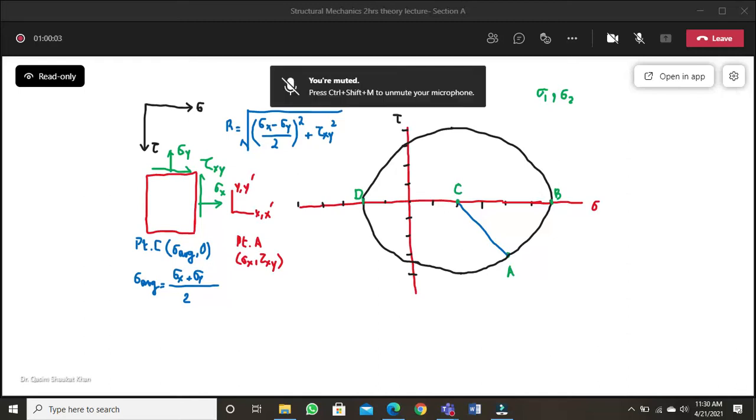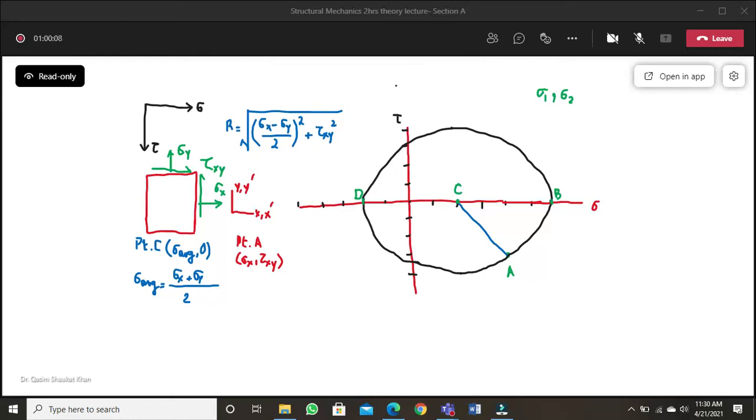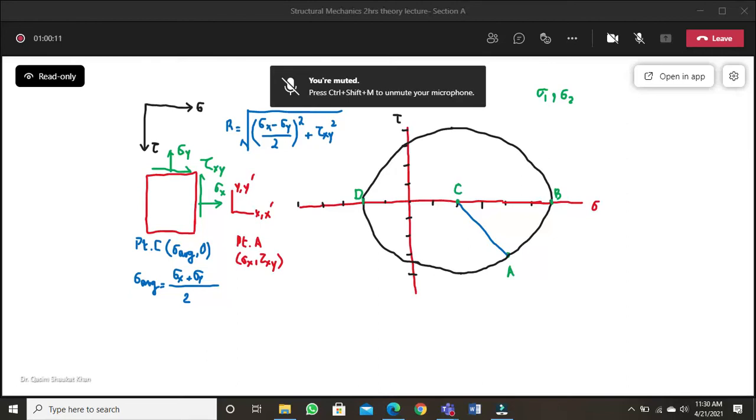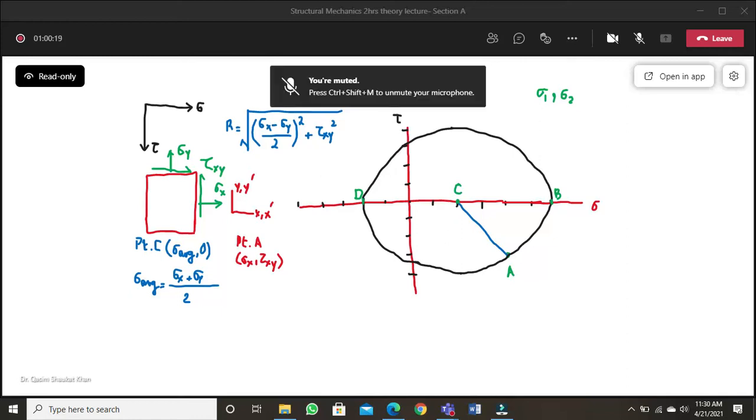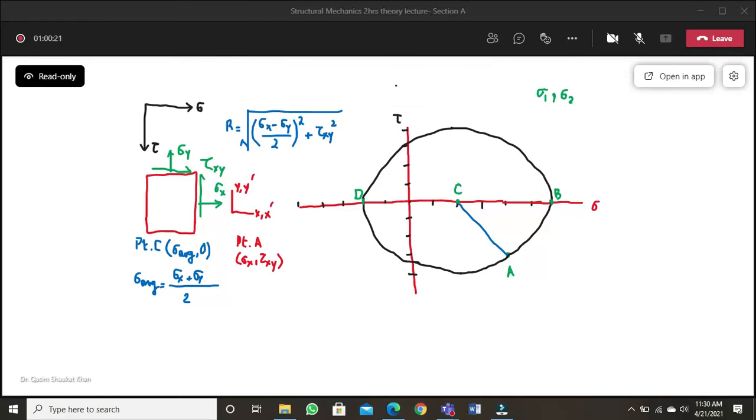So sigma 1 and sigma 2 are the coordinates of the points where the Mohr circle intersects the horizontal axis, and over this horizontal axis shear stress is 0. Is this point clear? If you have any questions, ask me. If it is clear, then we will proceed further.